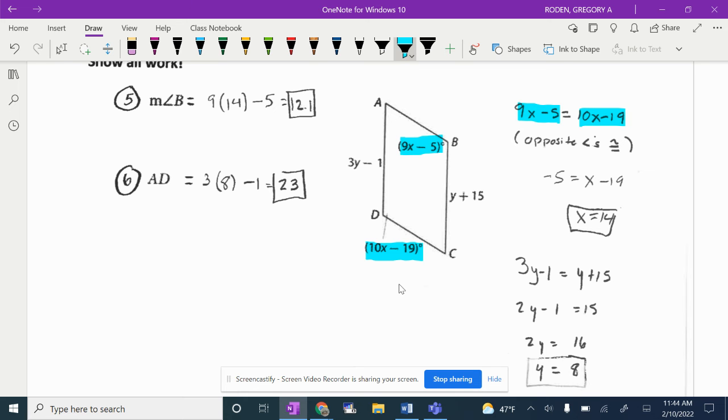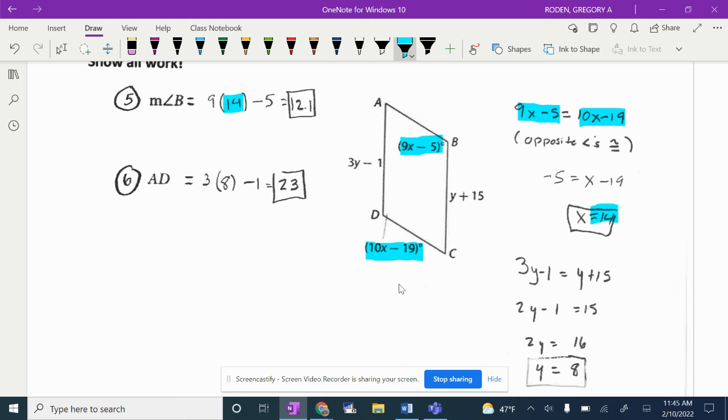And then what did I do here? I subtracted 9x off both sides, so I get negative 5 equals x minus 19. And then I added 19 to both sides, and I got x equals 14. And then did I find the measure of angle B? Well, I just went over there and said, instead of saying an x, I put in a 14. 9 times 14 minus 5 is, what do we get? 121, right?